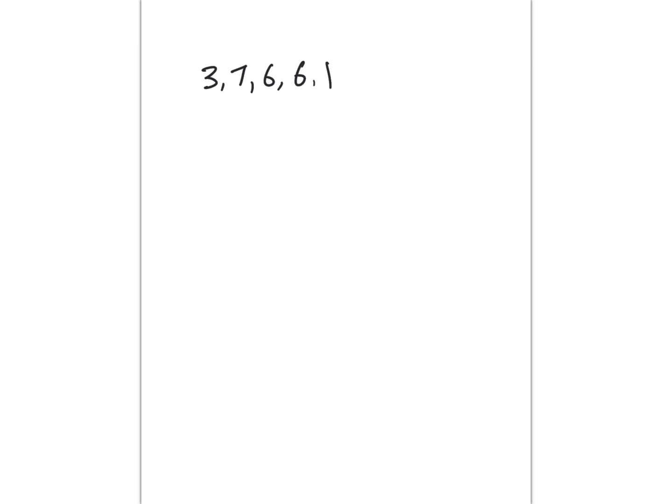So the first thing I would do is arrange the data in ascending order. So step 1 is to arrange the data in ascending order: 1, 3, 6, 6, 7. Then the next step is to eliminate the largest and smallest values in this data set once we've arranged it in ascending order. The smallest value is 1, the largest value is 7. So let's eliminate them. We are now left with 3, 6, and 6.